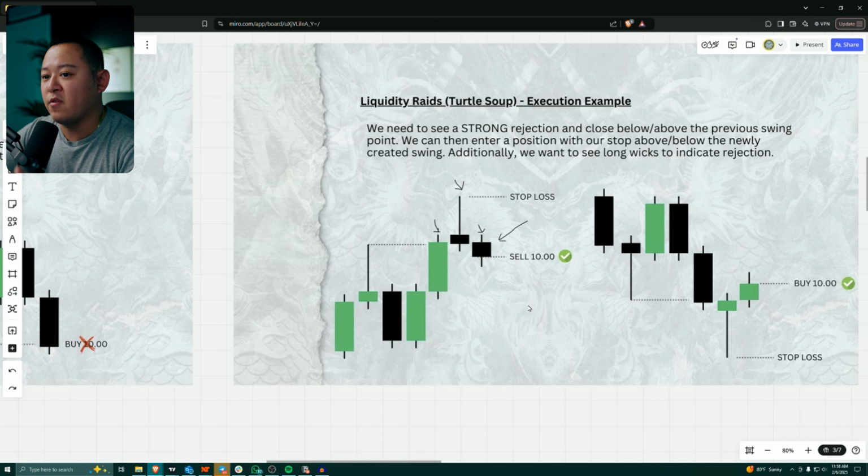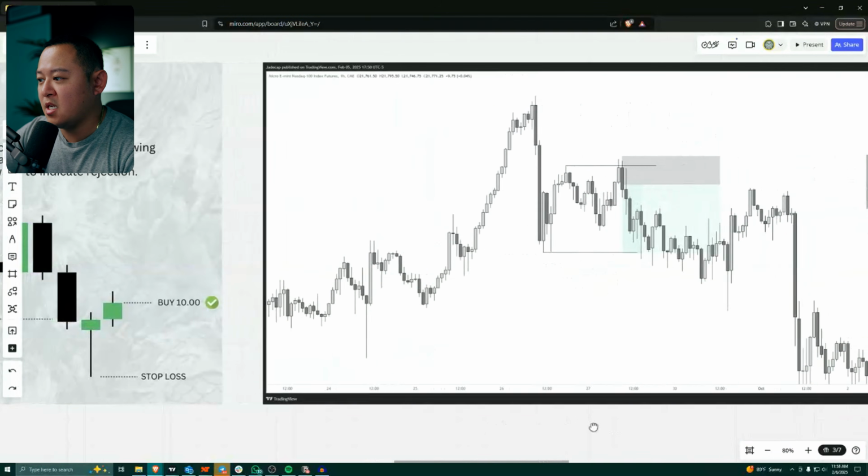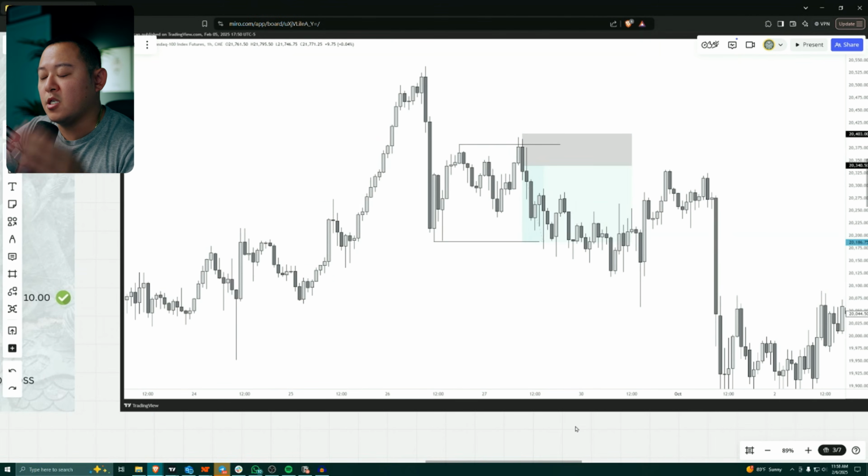We want to be able to wait for the market to tell us that it's ready to turn around. Okay, so as an example, and for some of you guys' homework, just like in the previous example, this all requires you to go in the charts, do your homework, back test examples, forward test examples, and write all of these examples down in your journal.